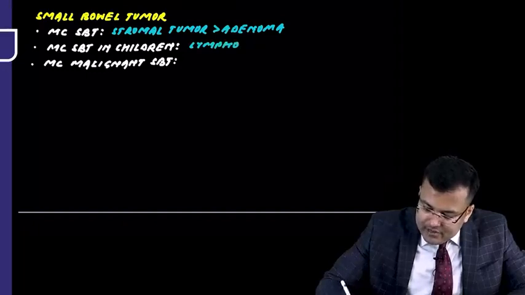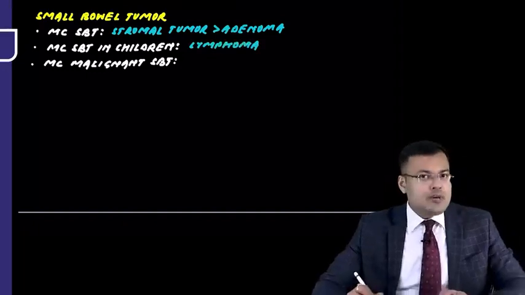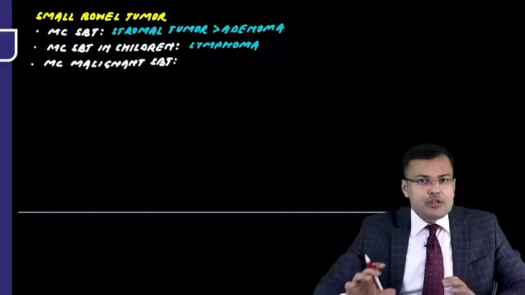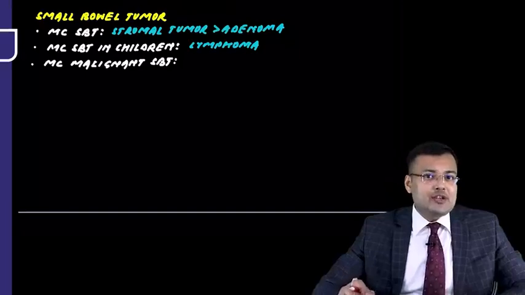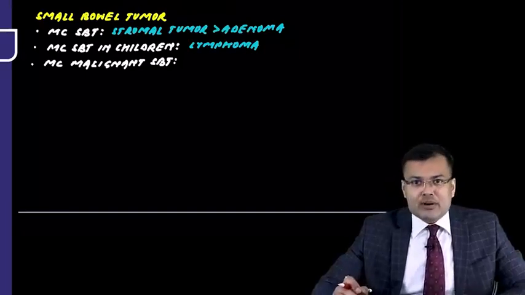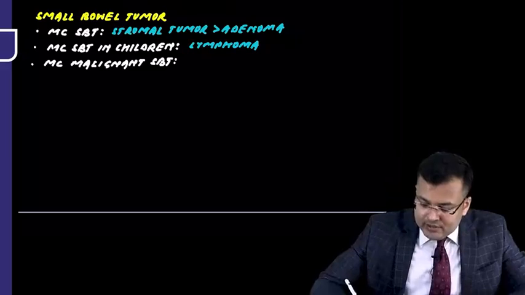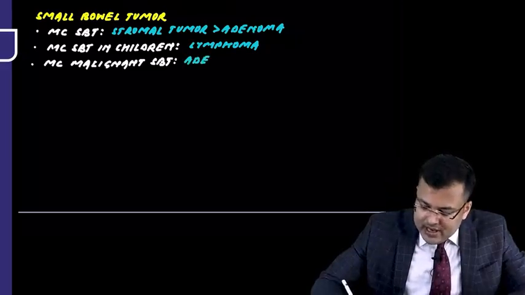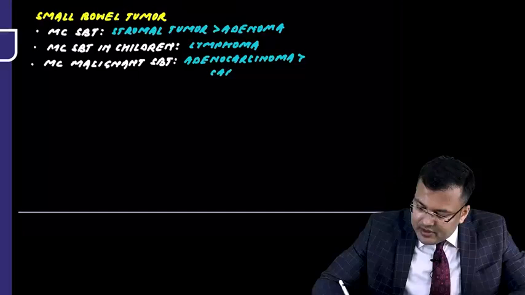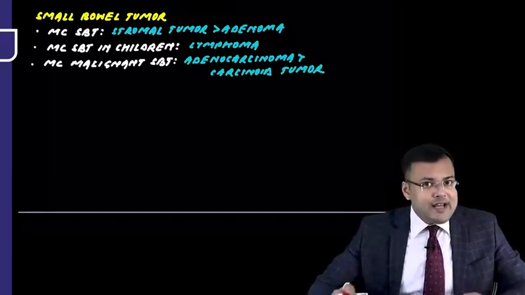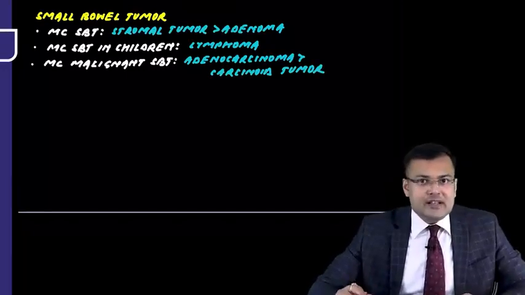After that, what is the most common malignant small bowel tumor? You know the small bowel is lined by columnar epithelium, so the malignancy is adenocarcinoma. The most common malignant small bowel tumor is adenocarcinoma, followed by carcinoid tumor. Carcinoid tumor is very, very important, and we are going to discuss it in detail.